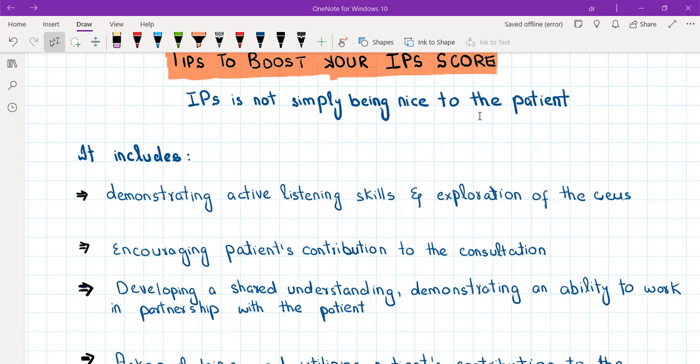Now, out of the three, interpersonal skill is the most vague, and people don't really have an idea what it means. A lot of candidates that I have talked to have this idea that interpersonal skill means that you just need to be nice to the patient. You just need to be polite. You need to say stuff like "I'm sorry to hear that." But today we will dig deeper into what IPS basically means and what the examiners have in their mind when they are marking you for the interpersonal skill scores.